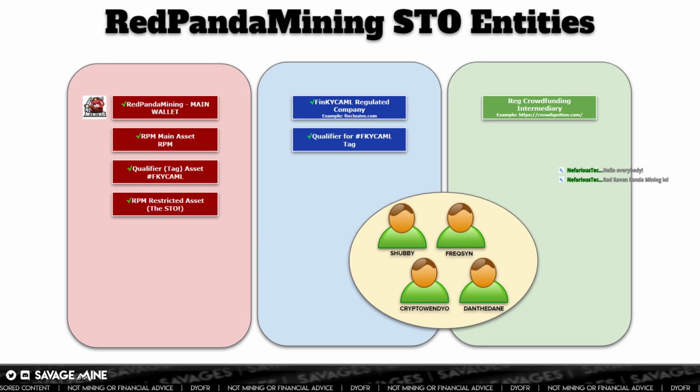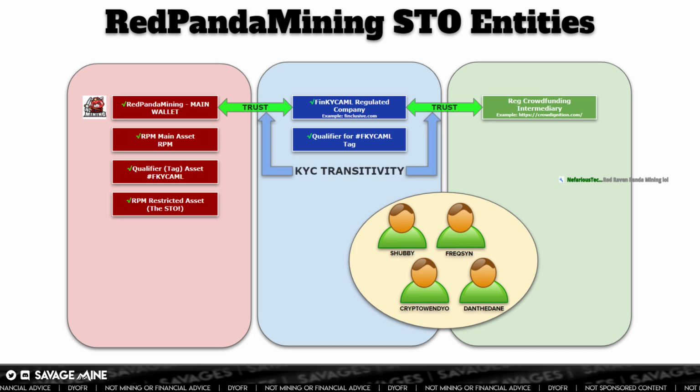Then here are our investors, and they overlap the two sections for KYC AML and the intermediary, because they might have to work with both. It just depends on how things are set up on that end. Our example shows that Red Panda Mining, the company, trusts Finky Camel to do the KYC AML, and Finky Camel trusts the intermediary and vice versa. That's called KYC transitivity, where A trusts B and B trusts C, so A trusts C.